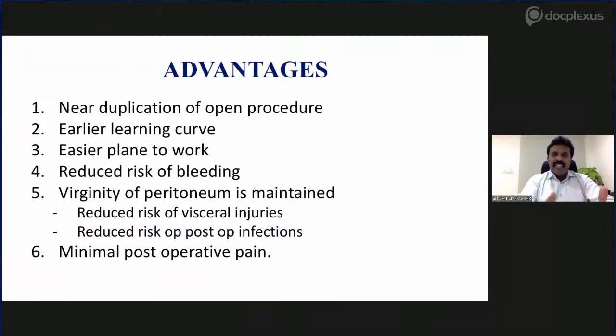So what is the advantage here? It's a near duplication of the open procedure, with an earlier learning curve and an easy plane to work in. It reduces the risk of bleeding, and virginity of the peritoneal cavity is maintained. It reduces the risk of visceral injury, the risk of post-operative infection, and gives minimal post-operative pain.